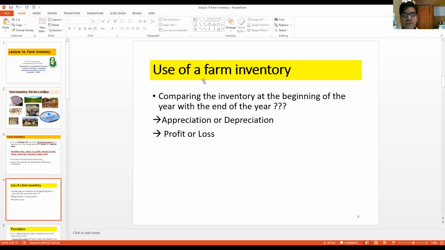And then, what is the use? As I told you, when we're taking farm inventory, we have opening inventory and closing inventory. That is, we are doing it in the beginning of the agriculture year and end of the agriculture year. When we are doing that, we can see whether the value has appreciated or depreciated, whether there is profit or loss. Appreciation means whether the farmer has increased his asset value.